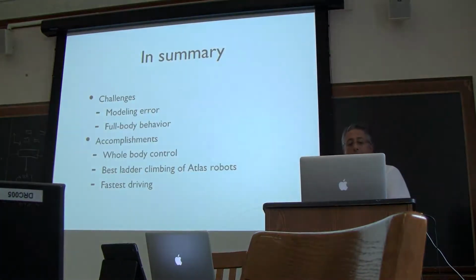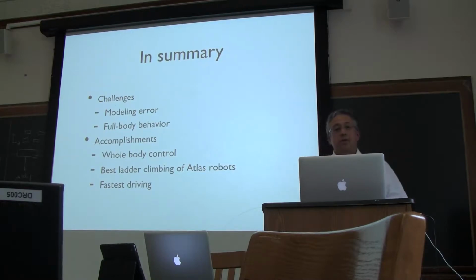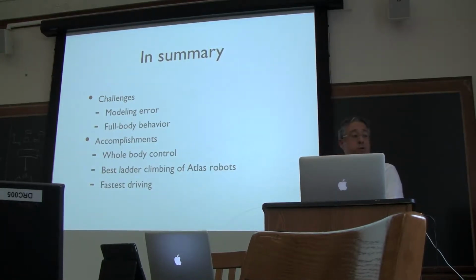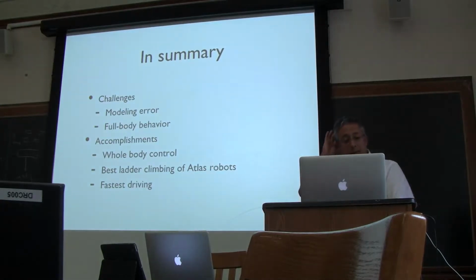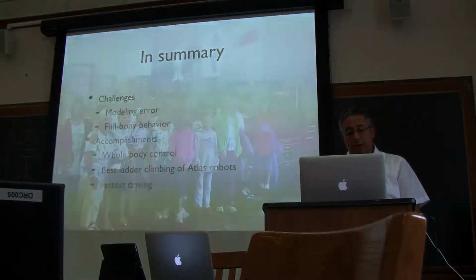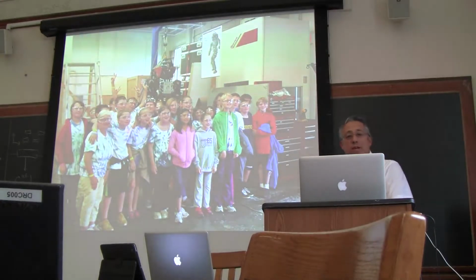So in summary, we have challenges, I think, like every other team. There are challenges in terms of modeling errors, the behaviors that we get from the robot. But we have been making continuous progress, especially the whole body control that CMU is developing, which is what we are using right now. We did really well on the ladder tasks among the Atlas teams, as well as having the fastest driving. We get a lot of visitors from girls and boys and all ages.